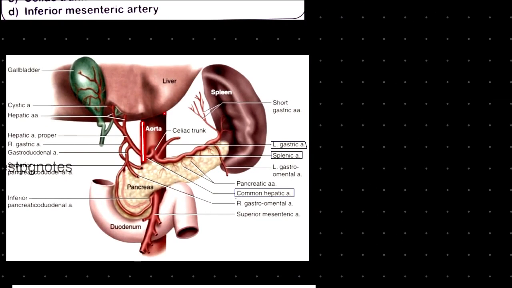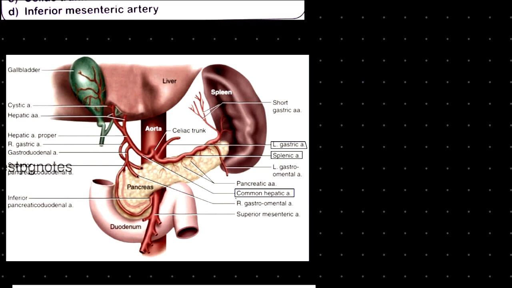What is this? This is our abdominal aorta. And what we are looking at right now is the celiac trunk. What is this celiac trunk? It is the anterior branch of the abdominal aorta. It is supplying the foregut region. Now we need to learn about the different branches of the celiac trunk.